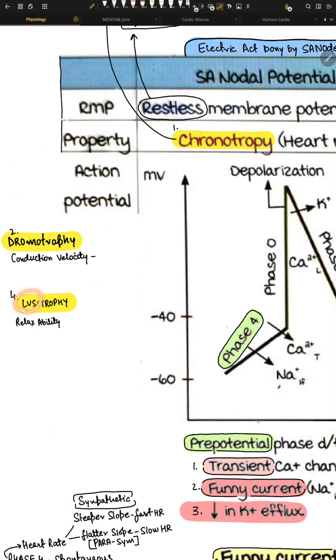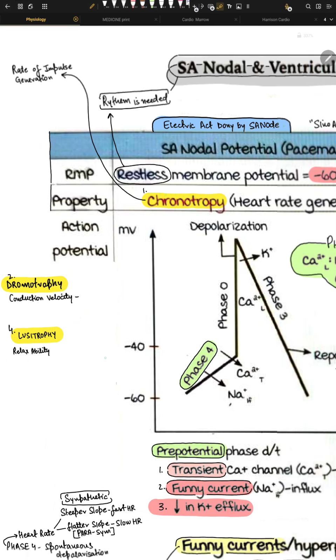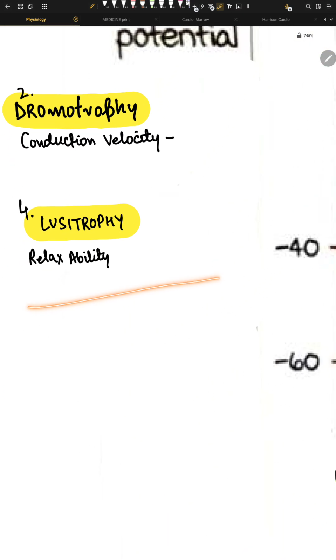Another word is lusitropy. Lusitropy means the ability of ventricles to relax. If something is positively lusitropic, it means that the ventricles are relaxing more. It means the filling of ventricles happens a lot. So usually the idea is that the ventricles are relaxed.